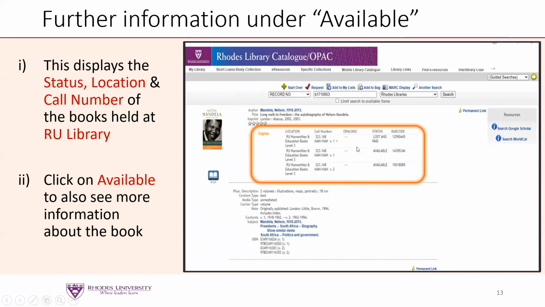So on the day that I did the screenshot, both of these copies were available. Unfortunately, one has been lost and paid. But if one of these was checked out to somebody, you would then see a due date here. So that is how you know that there is one available on the shelf or more. Also, you will see further information here if you want to search for more material by Nelson Mandela. You can just click on his name. These are all hyperlinks over here.